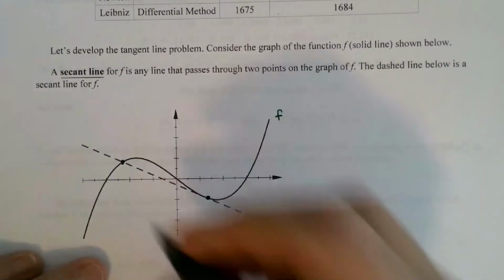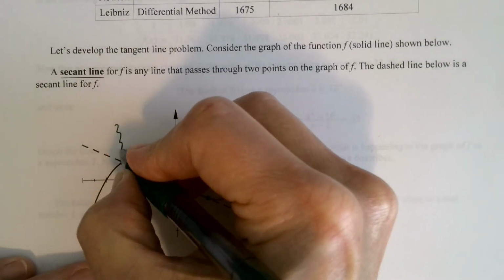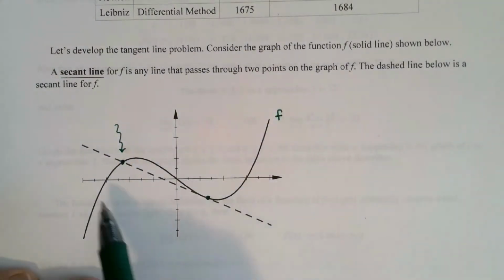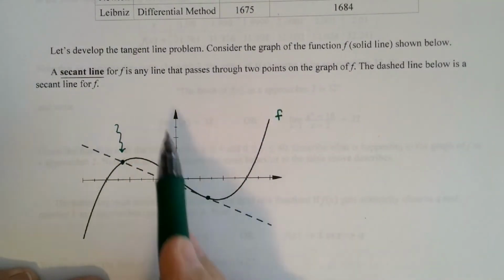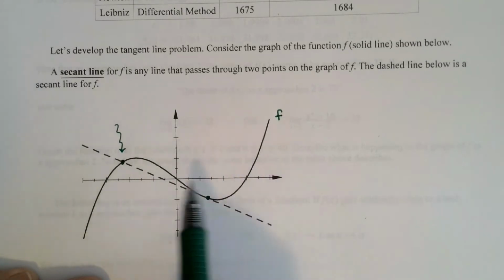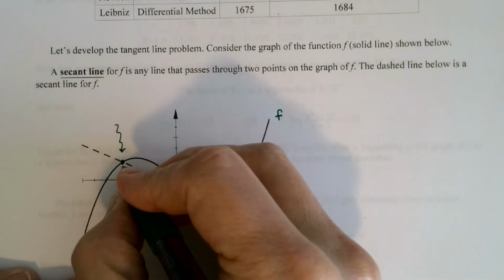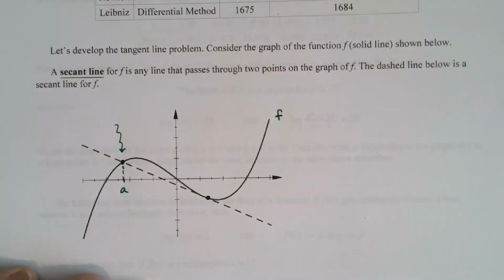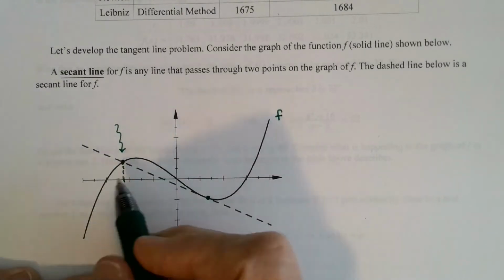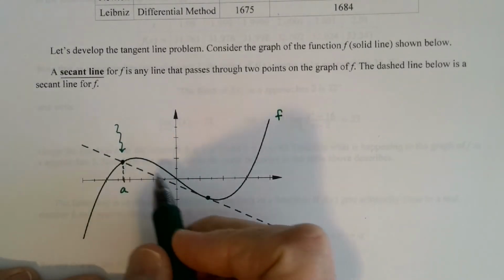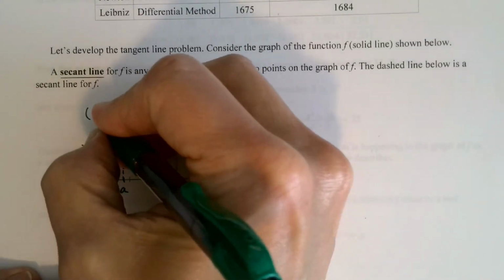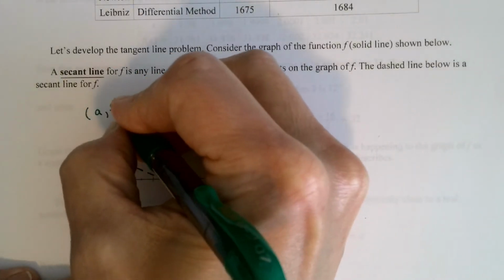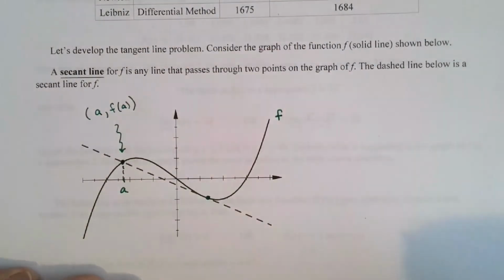And first of all, what are the coordinates of this point right here? Now notice I did not put any scale on these axes, so you have no idea what the numerical values are. So let's just say that the x-coordinate of this point is, I don't know, a. So what would the coordinates of this point be? Since it's on the graph of the function f, the coordinates would be a comma f of a.